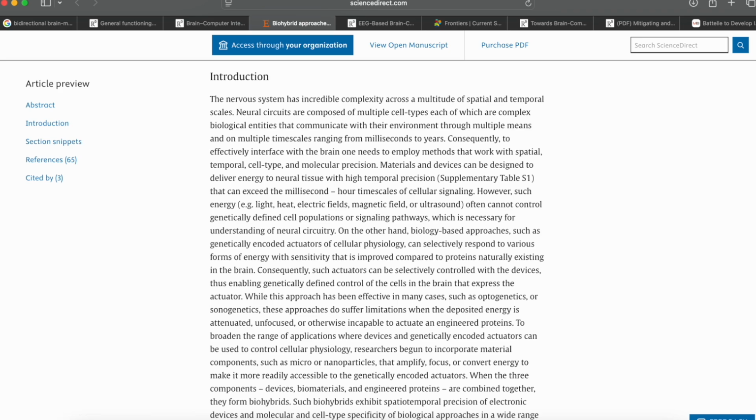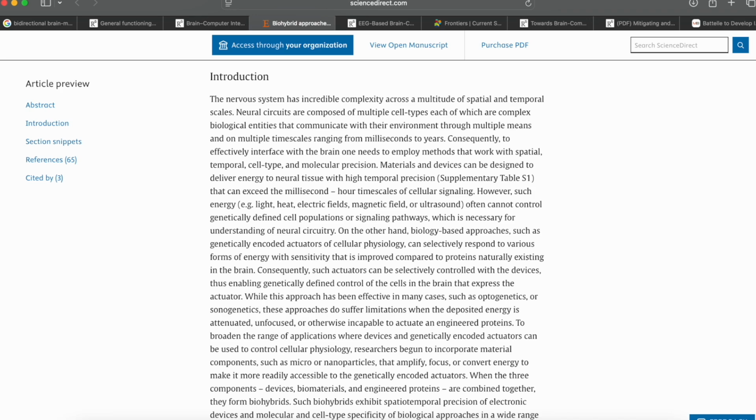The nervous system has incredible complexity across a multitude of spatial and temporal scales. Neural circuits are composed of multiple cell types, each of which are complex biological entities that communicate with their environment through multiple means and on multiple timescales ranging from milliseconds to years. Consequently, to effectively interface with the brain, one needs to employ methods that work with spatial, temporal, cell type, and molecular precision.